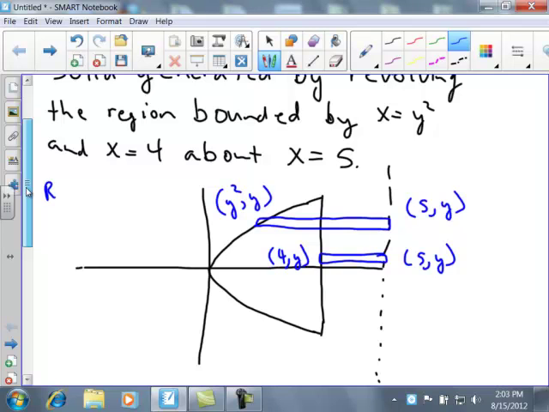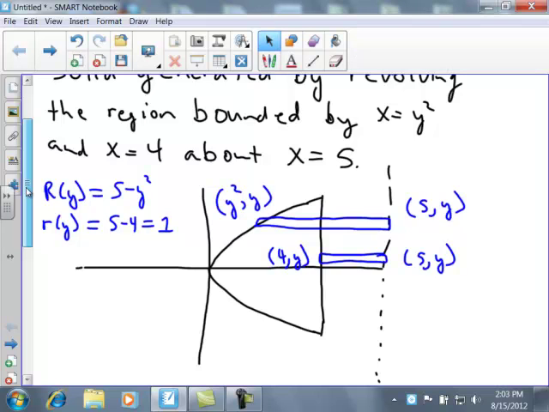My outer radius, capital R of y, is going to be the length of those rectangles, which is 5 minus y squared. Then my inner radius, or the smaller of my two radii, little r of y, is just going to be 5 minus 4, which is equal to 1. If I do this with discs and washers, make sure every one of your rectangles that represent your outer radius and your inner radius start and stop at the same place. They do in this region since I have it as x is equal to y squared, but make sure you double check that when you set these up.